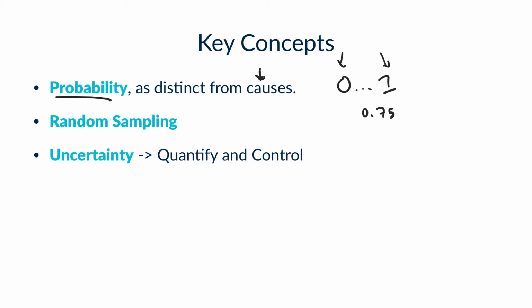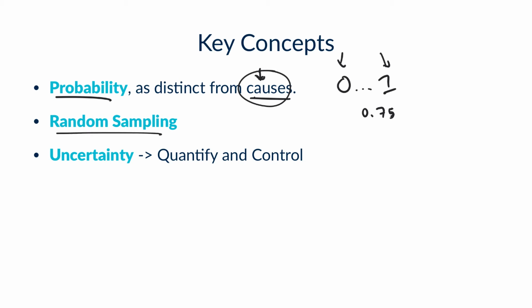So we can use that as distinct from causes. When we talk about probability, in most cases, the measure of probability is not necessarily tied to a specific cause. What we're looking at is just the probability that the event will occur, whether or not that event will occur. Now, of course, probability can be affected by causes, but when we talk about probability, we're just looking at a number.